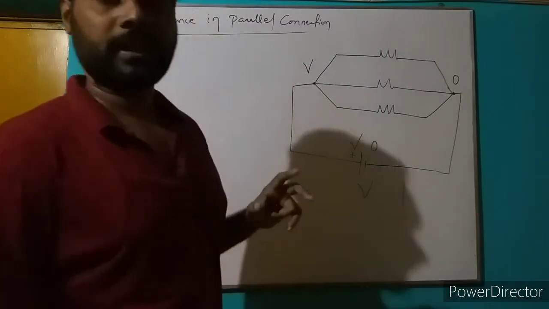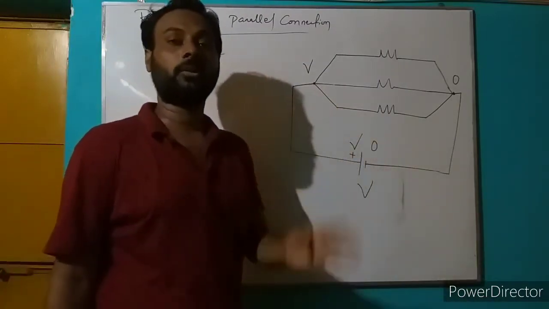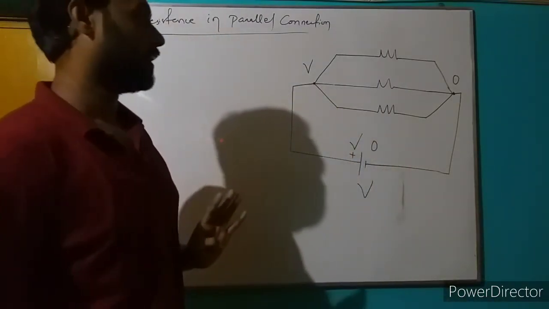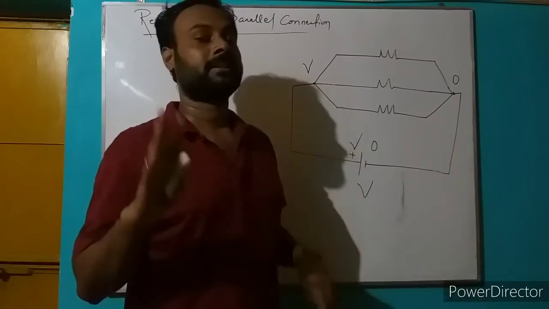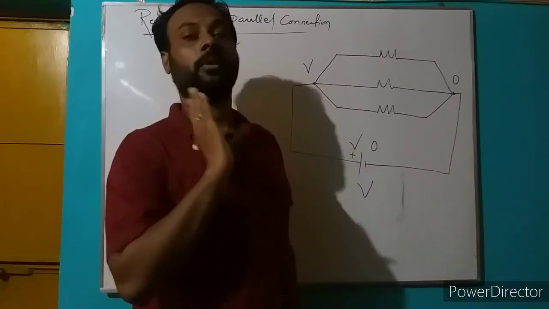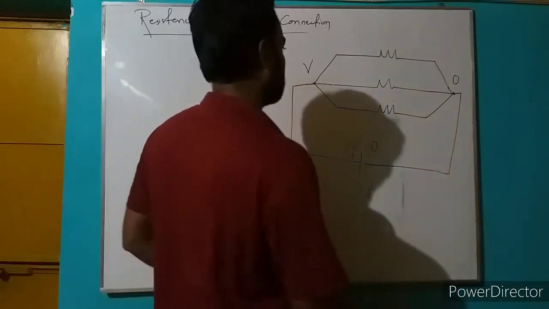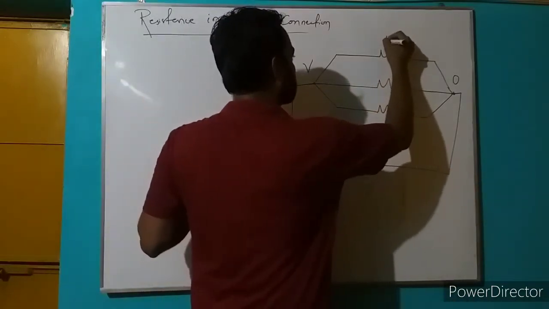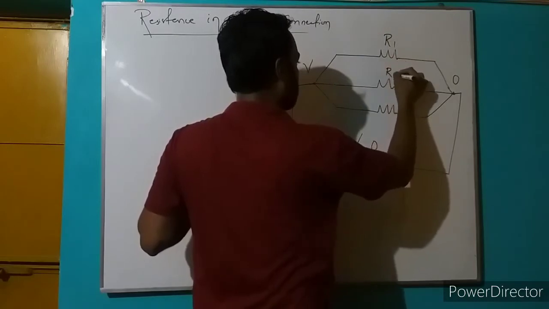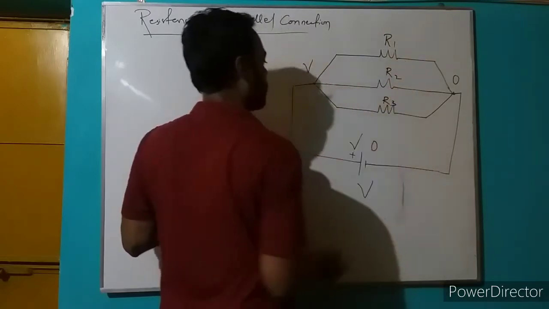So always we know that current moves from higher potential to lower potential. If the potential remains balanced, then there is no current flowing through that given part. Here the resistors have resistances R1, R2, R3.